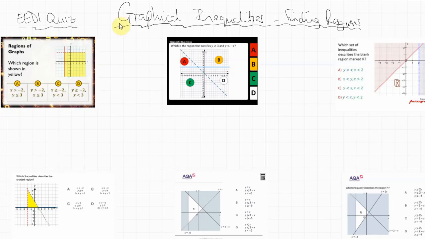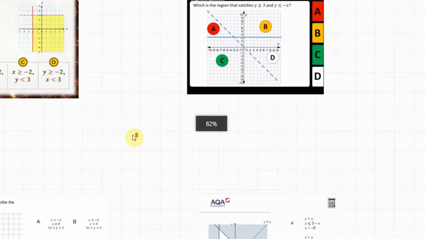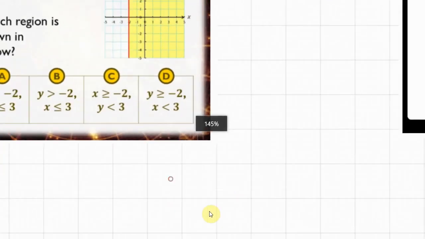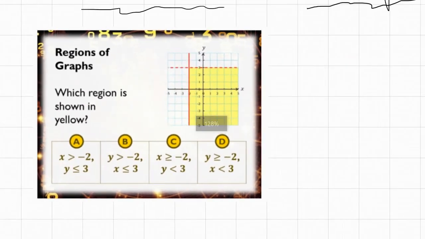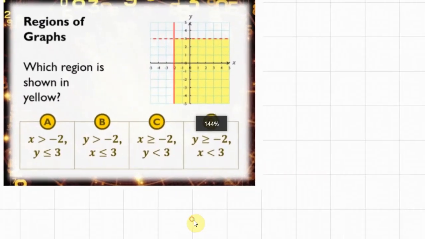We're going to go through the EEDI quiz that was on Graphical Inequalities, finding regions. So stuff you've looked at home was drawing it and finding and creating the region yourself. This is more looking at you're given a region and you need to see which one it is. I think it's more of a difficult skill, working backwards in this sense. But once we get the technique down, it's definitely not beyond us. So let's have a go.